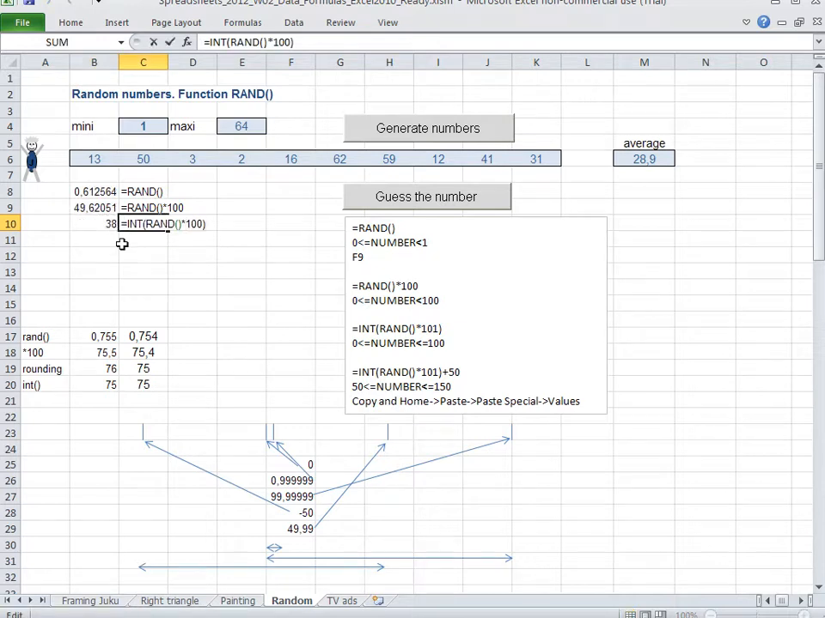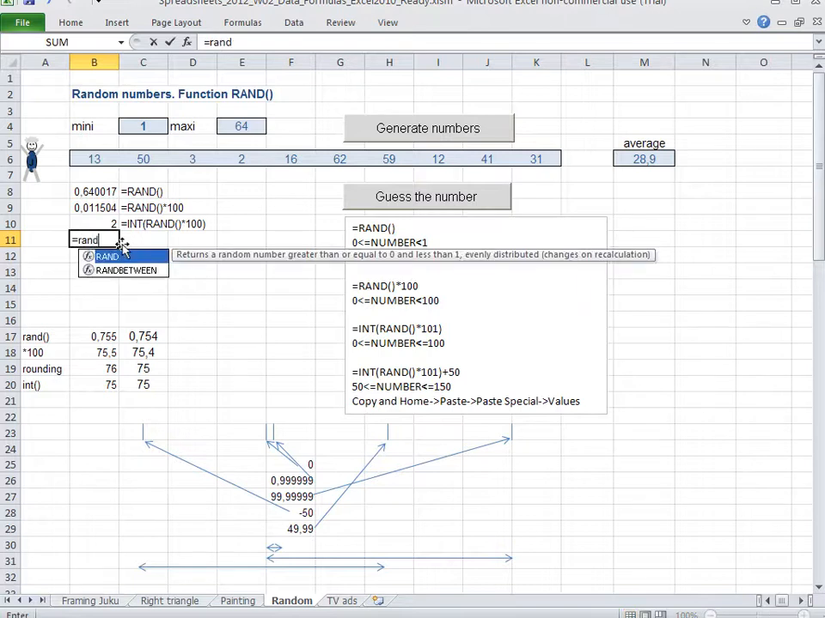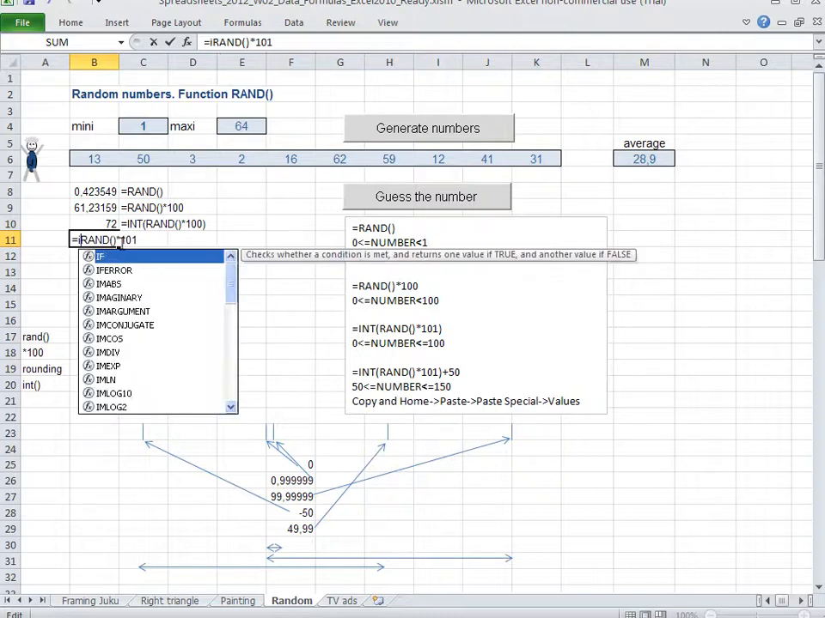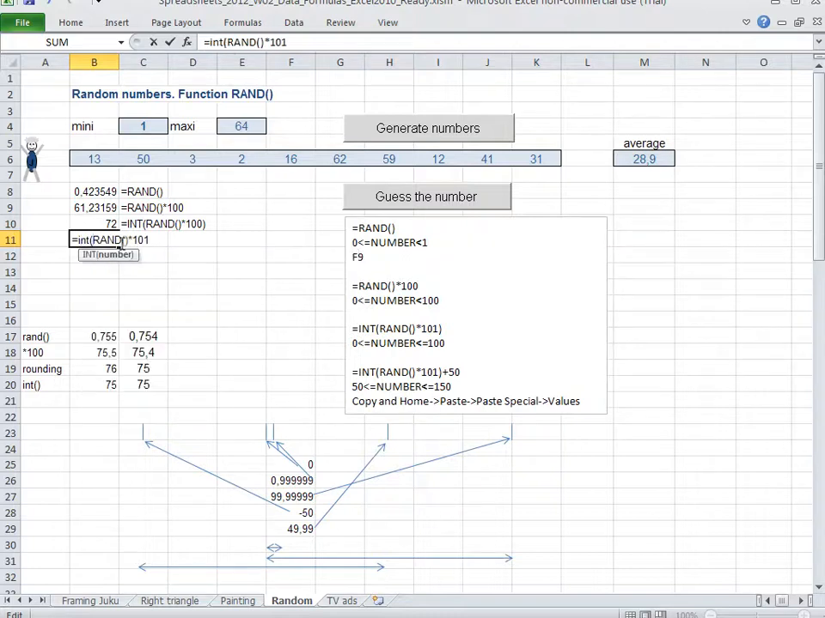Namely, to do that we have to say random number, and then we have to do random times, and now let's do random times 101. Okay, let's do an int over it as well. Int random times 101. Okay, let's put this formula up for display, and think of it.